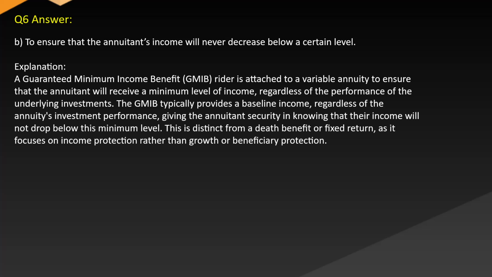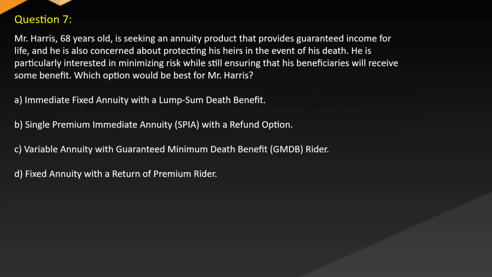The GMIB typically provides a baseline income regardless of the annuity's investment performance, giving the annuitant security in knowing that their income will not drop below this minimum level. This is distinct from a death benefit or fixed return, as it focuses on income protection rather than growth or beneficiary protection. Question 7. Mr.